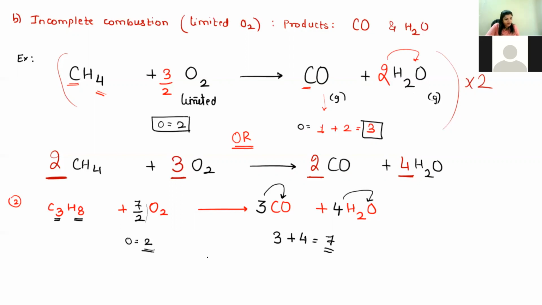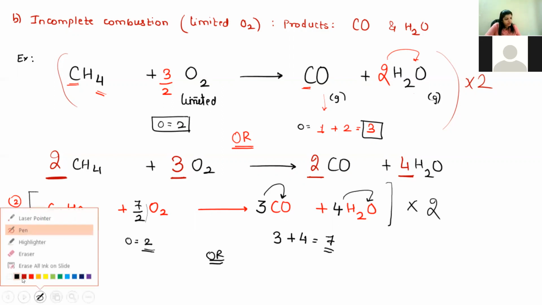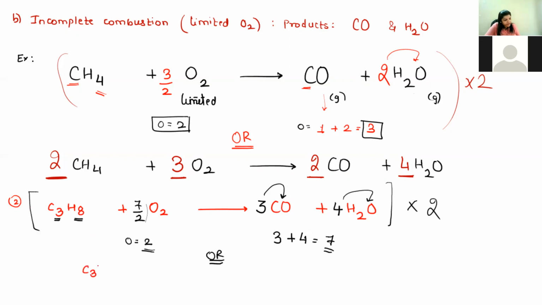Now, if I don't want my reaction in fractions and want it in whole numbers, I will rewrite this equation by multiplying with 2 so that the fraction part gets eliminated. So my final answer is C3H8 plus O2 gives CO plus H2O, with coefficients 2, 7, 6, and 8.